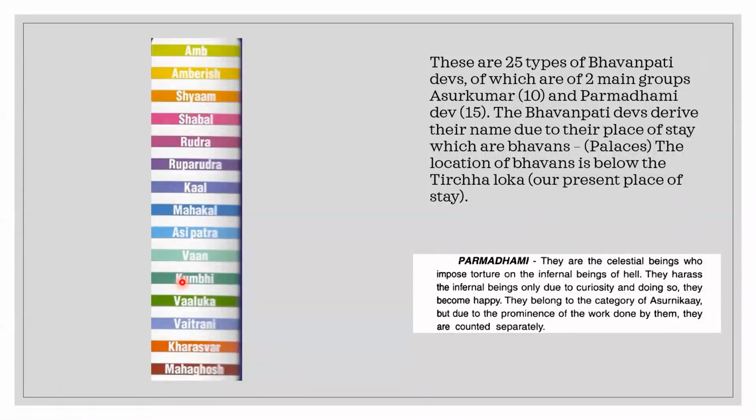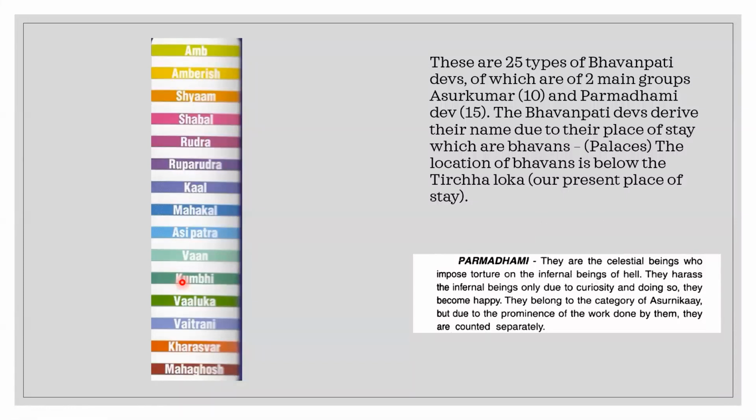So last time we were seeing about the Bhuvanpati Devs that live in the first Narkavas, that is Ratnaprabha Bhumi. And we saw there are 10 types of Asur Kumars and 15 types of Parmadhamis. And we saw the names of the 15 Parmadhamis: Ambarish, Shyam, Shabal, Rudra, and so on and so forth. We saw that these Parmadhamis basically give pains to the Jeevs of Narki. They torture them, and by doing that, they get enjoyment.